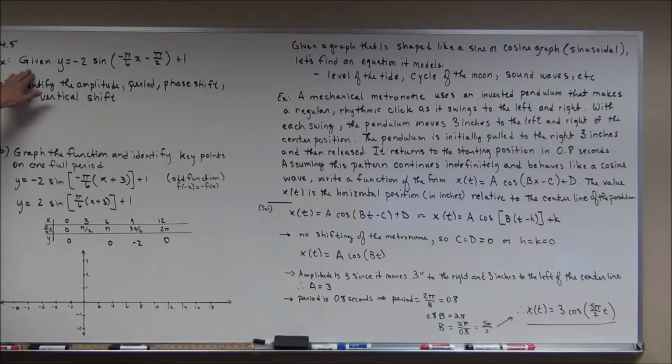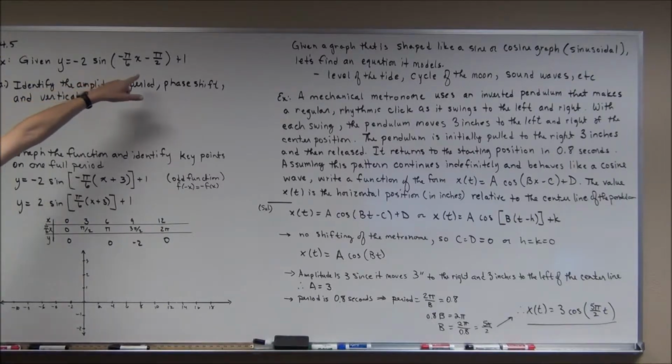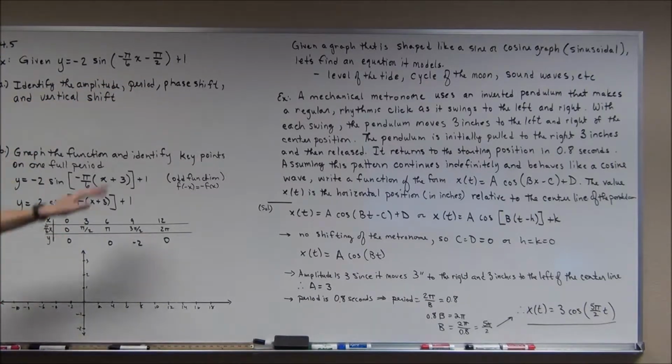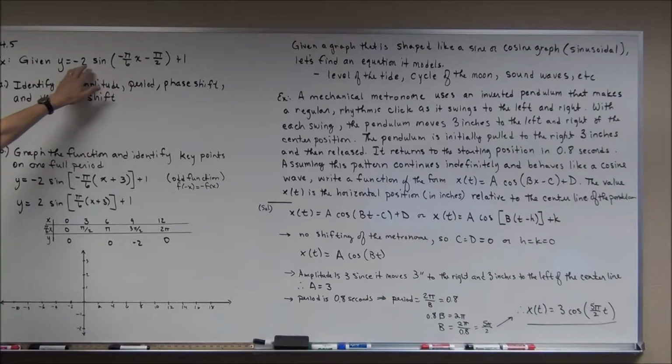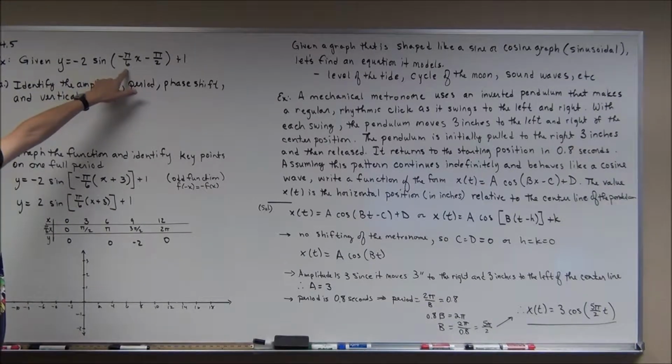Now I have given y equals -2 sine of the quantity, the opposite of pi over 6 x minus pi over 2, end of quantity, plus 1. I'm not going to leave it in this form. I'm going to rewrite this and factor out the negative pi over 6, so I have it in a form where I can more easily find my translations and my value of b, which affects the period.